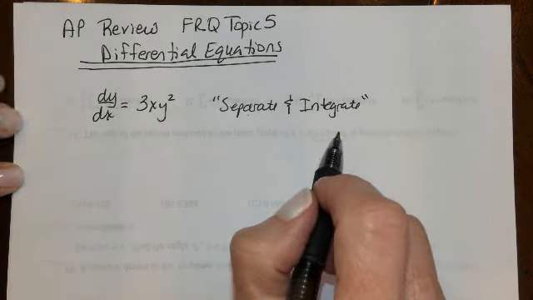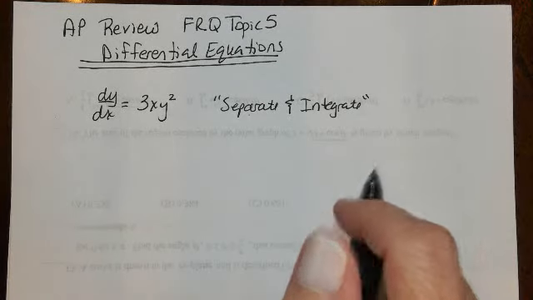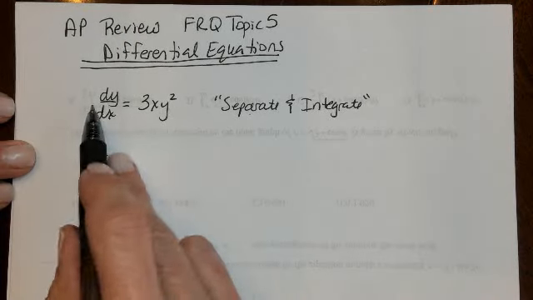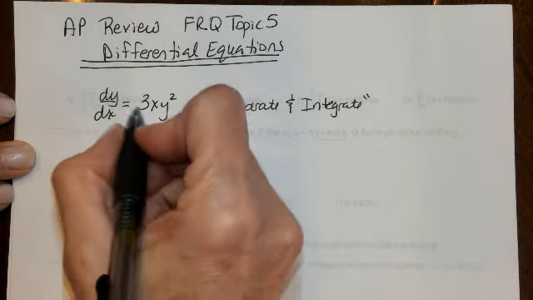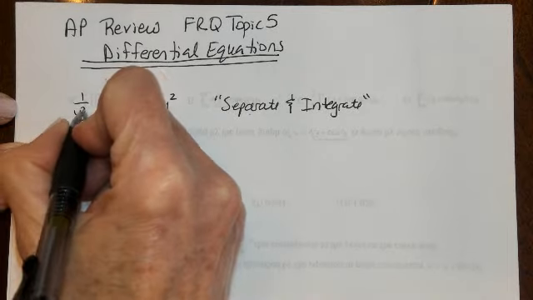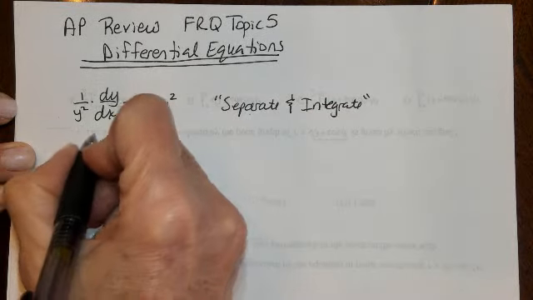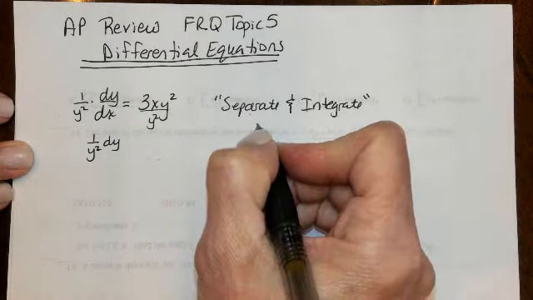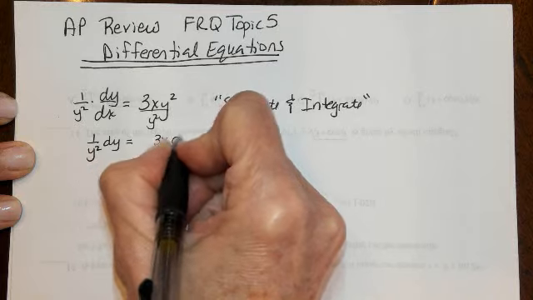Remember that you can only use correct algebra to move this y squared over. To move this y squared to this side, we need to divide both sides by y squared, right? So we're dividing both sides by y squared, which is the same thing as multiplying by 1 over y squared. And then we're going to multiply both sides by that dx. So we're going to have 1 over y squared dy, or you can write that as dy over y squared, is equal to 3x dx.